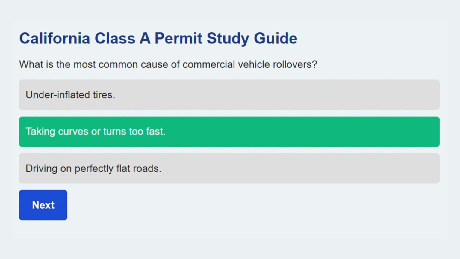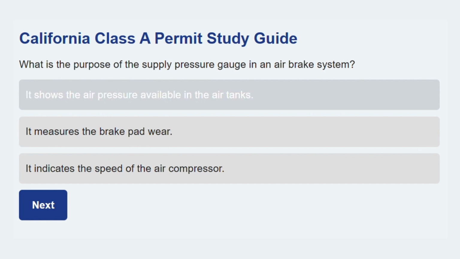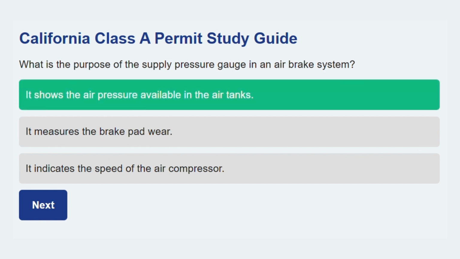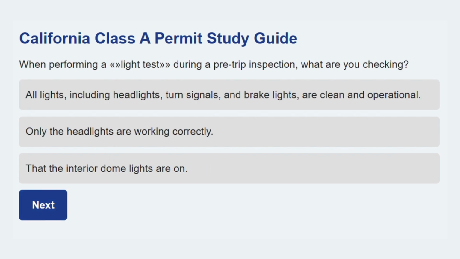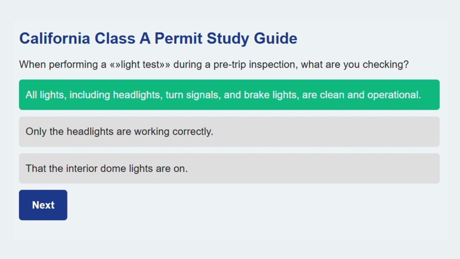Okay, what's after this? What is the purpose of the supply pressure gauge in an air brake system? It shows the air pressure available in the air tanks. This gauge tells you how much compressed air you have for braking. Let's move on. When performing a light test during a pre-trip inspection, what are you checking? All lights, including headlights, turn signals, and brake lights, are clean and operational. Proper lighting is essential for visibility and communicating with other drivers.